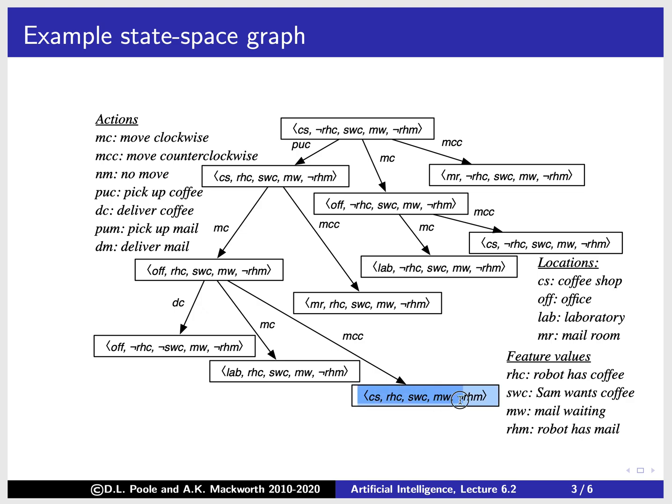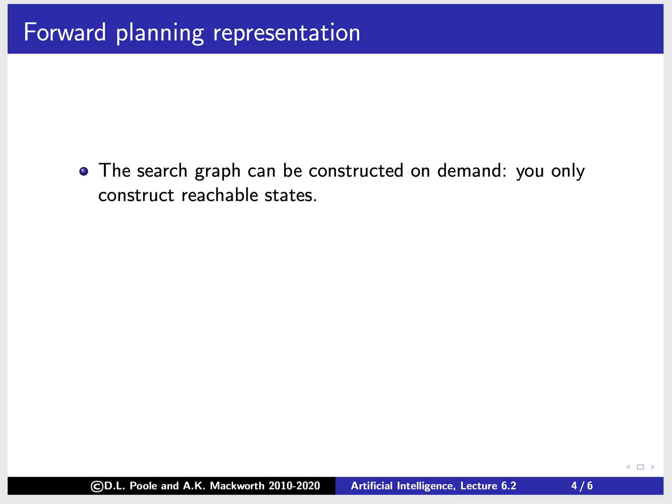And of course, this state and this state are the same. So we can move back and forth between these states. And so the idea now is to form a sequence of doing this. This is called the state space graph, and it's going to be used in forward planning. So what we're going to do is construct the search graph on demand.